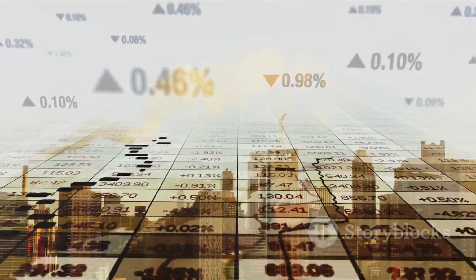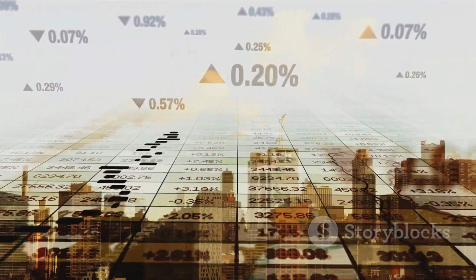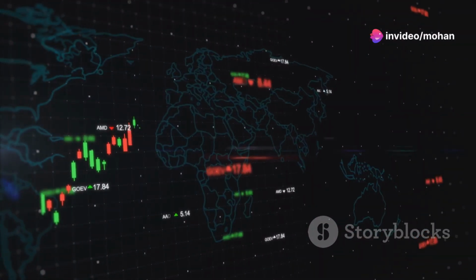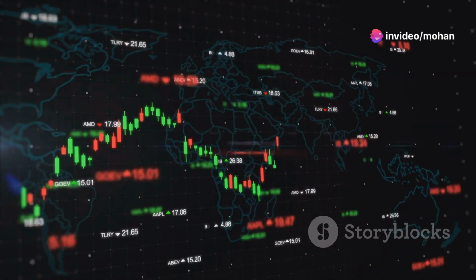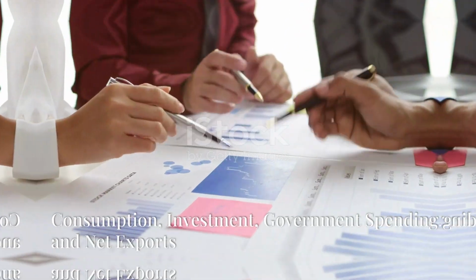Understanding GDP is crucial for investors as it provides insights into the overall health and growth potential of an economy. By analysing GDP data, investors can make more informed decisions about where to allocate their capital.